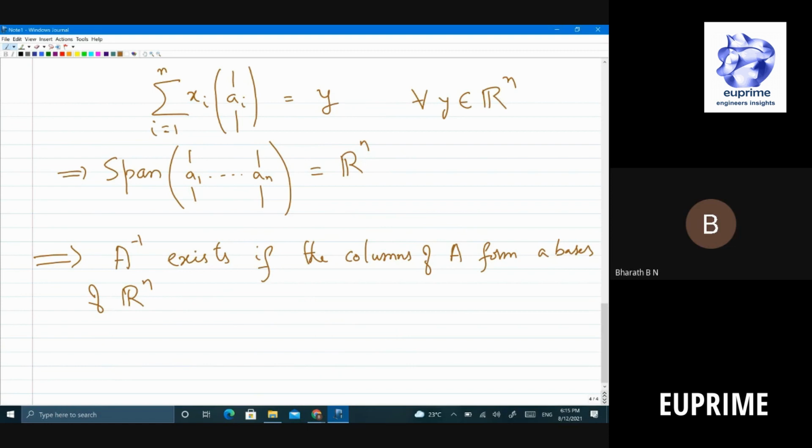So what is the rank of a matrix? Can somebody tell me? That is called the rank of a matrix. It turns out that the number of linearly independent columns is also equal to the number of linearly independent rows, which is equal to the rank. Is this clear? Any questions?